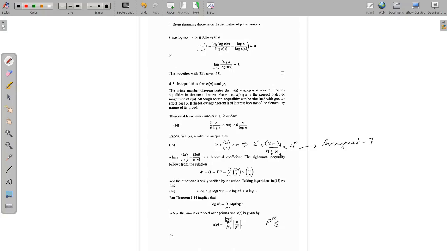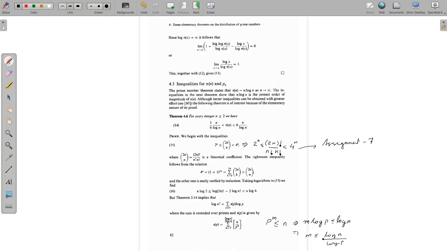p raised to m is always less than or equal to n, because otherwise the integral part of n by p raised to m is always 0. Then from this inequality, by taking log on both sides, you can get m times log p is always less than or equal to log n. So that implies m is always less than or equal to log n by log p. So we need to collect the terms up to the integral part of log n by log p. Otherwise all other terms are 0.